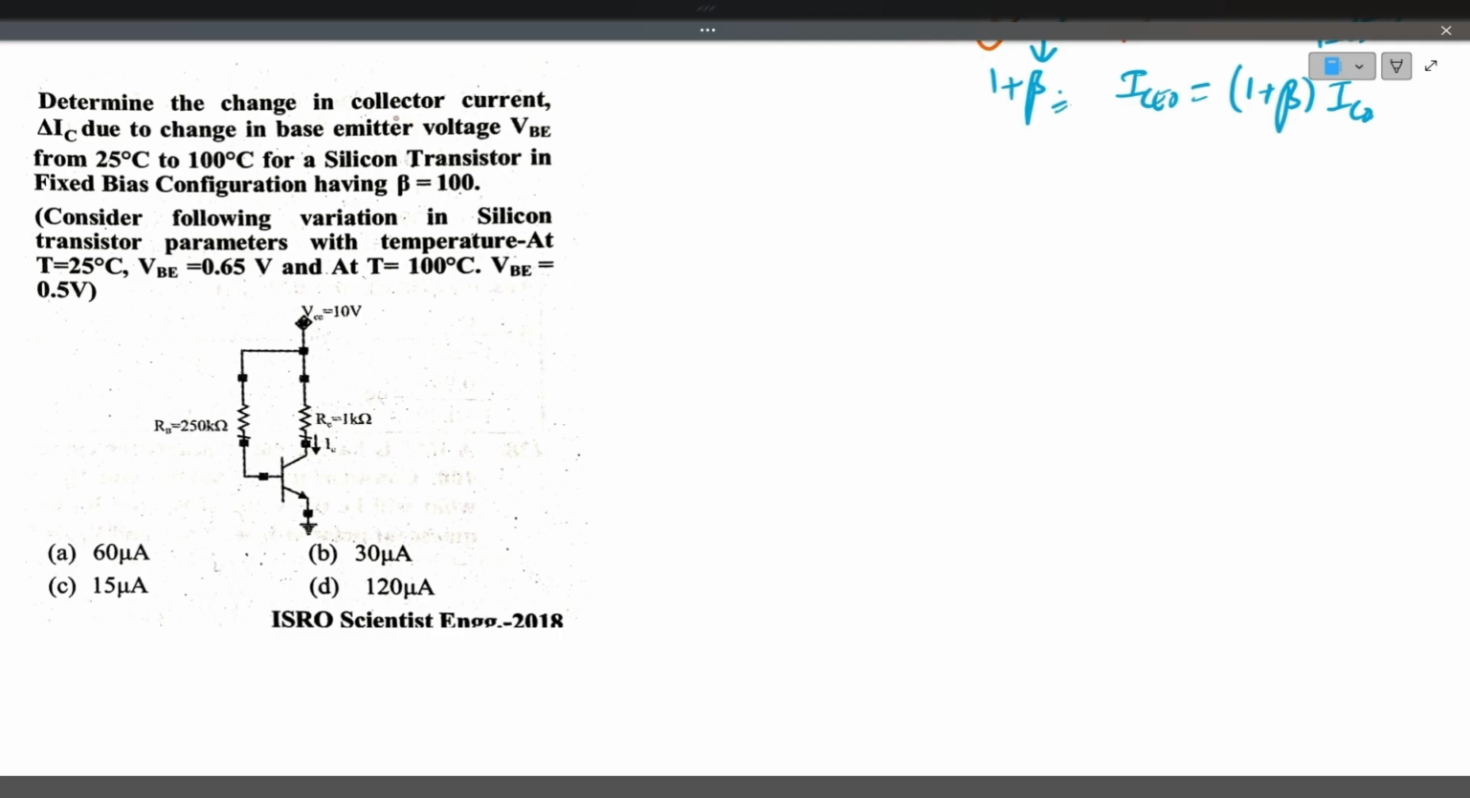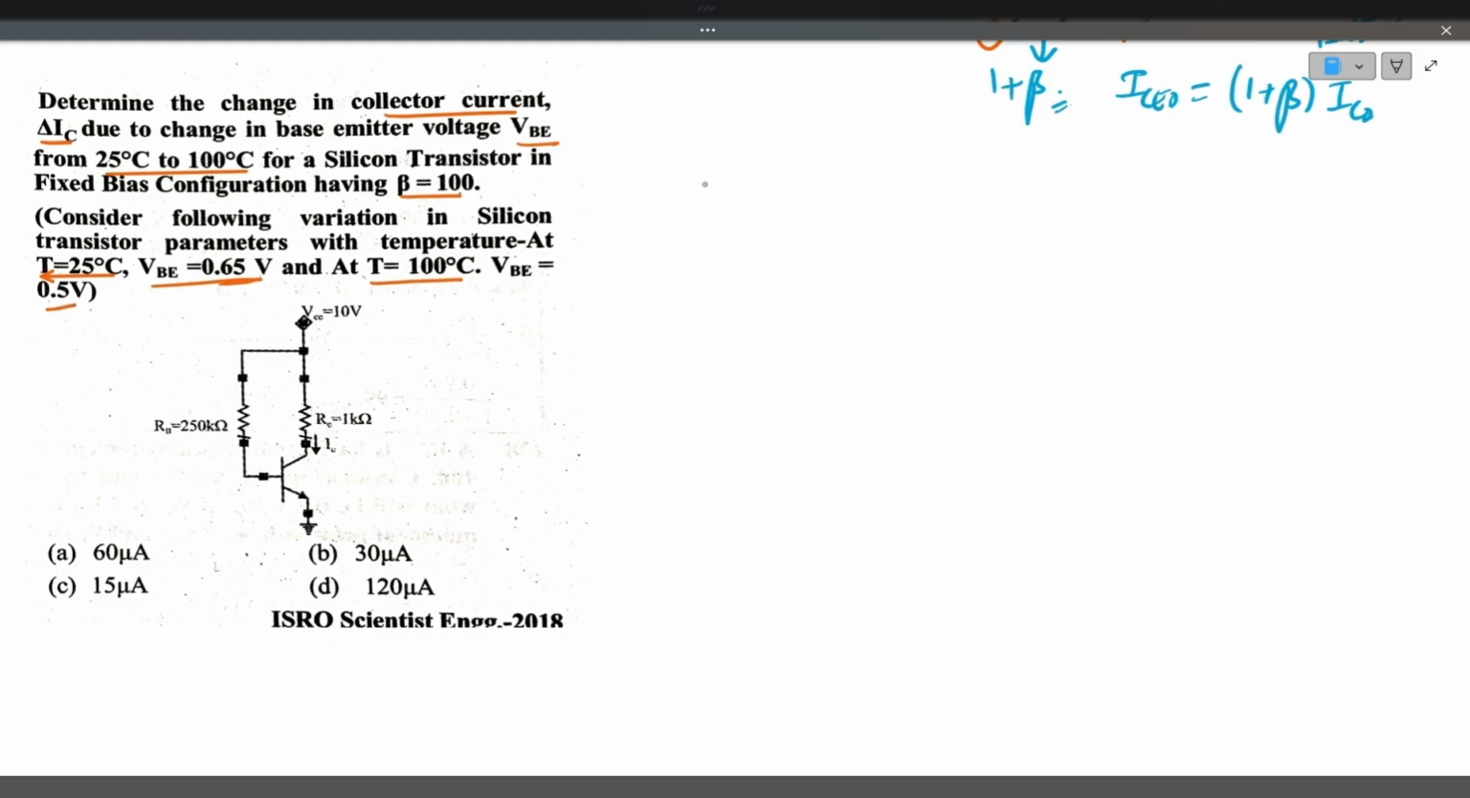Determine the change in collector current delta IC due to the change in base emitter voltage VBE from 25 degrees to 100 degrees centigrade for the silicon transistor in a fixed bias configuration having beta equal to 100. Consider the following variation in the silicon transistor parameters: at a temperature T equal to 25 degrees, VBE is 0.65 volts. At a temperature T equal to 100 degrees centigrade, VBE is 0.5 volts.